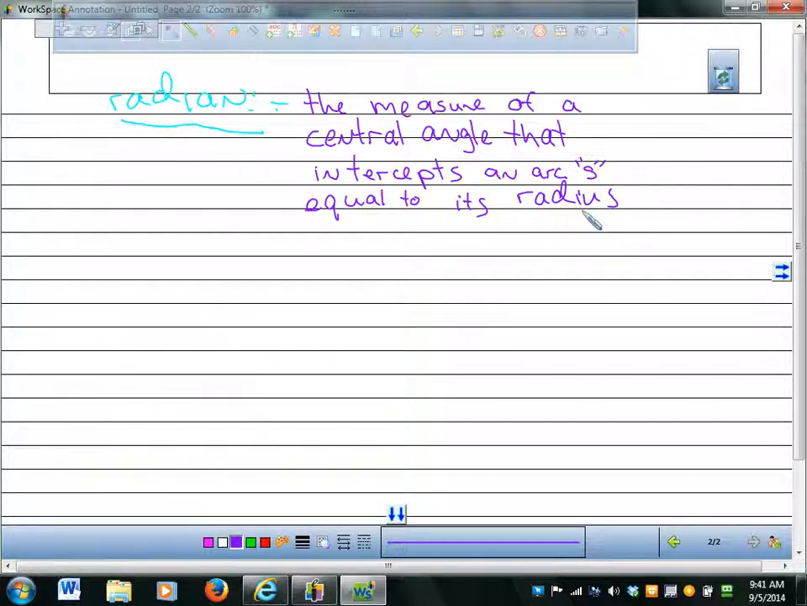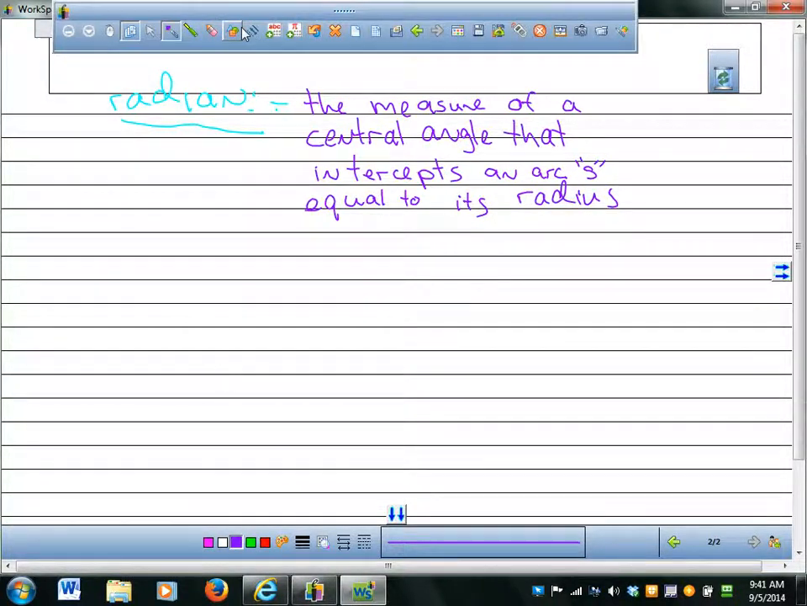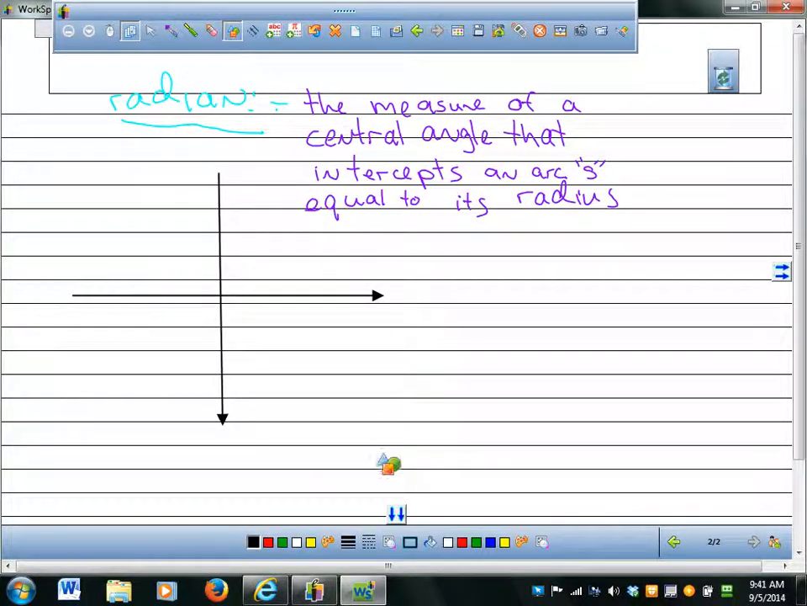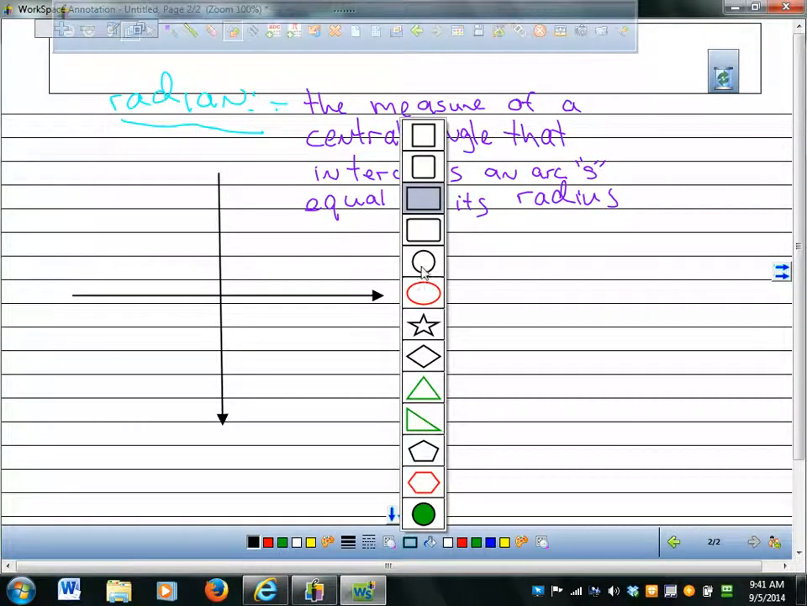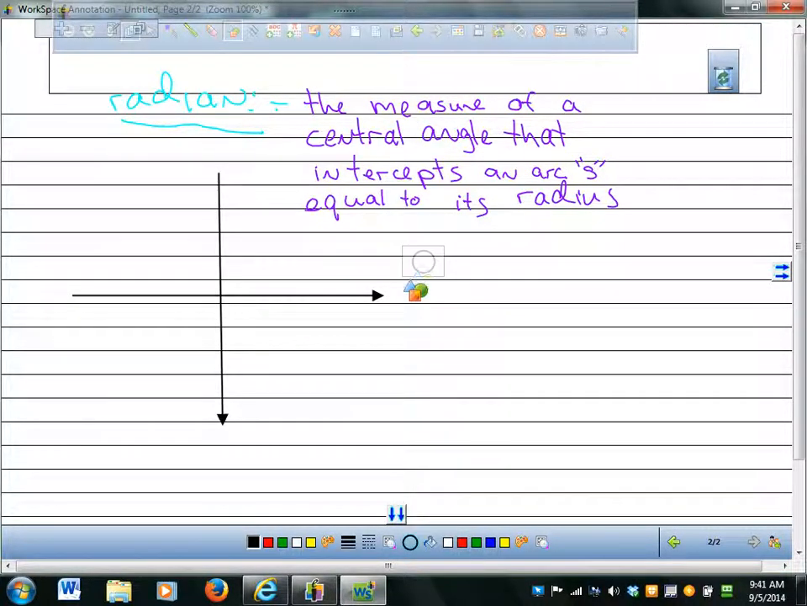So in other words, watch this, I take this, I should have had arrows on the end, but that's okay. And I'm going to make a circle. Where's my circle tool? I want the one with the middle. I'll try this. So here's a circle. Pretty good, huh?